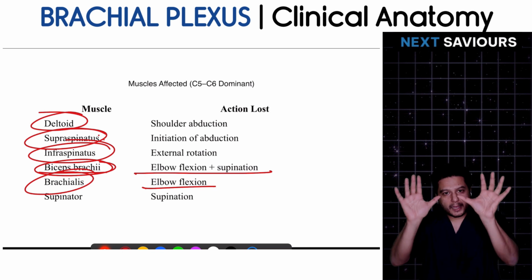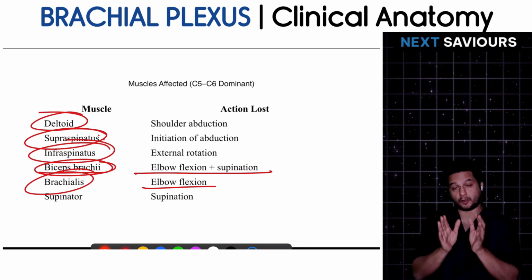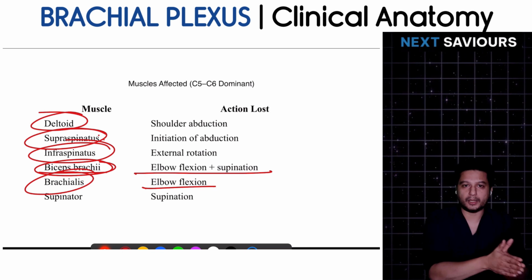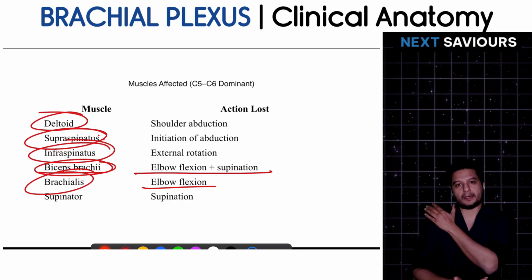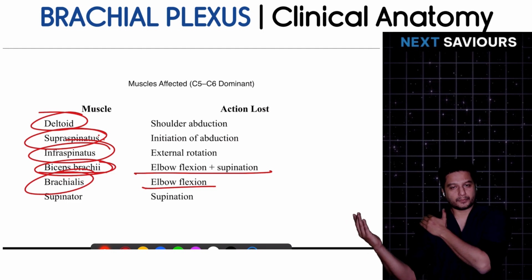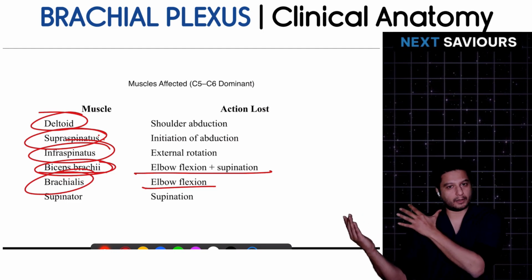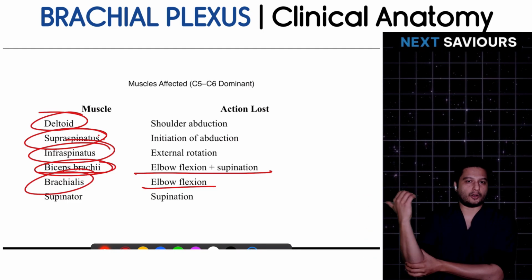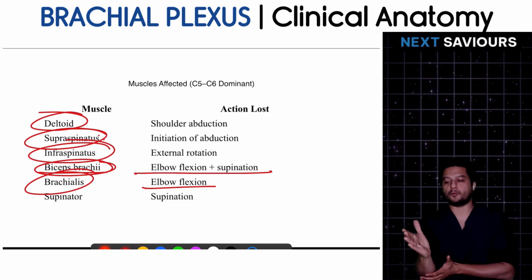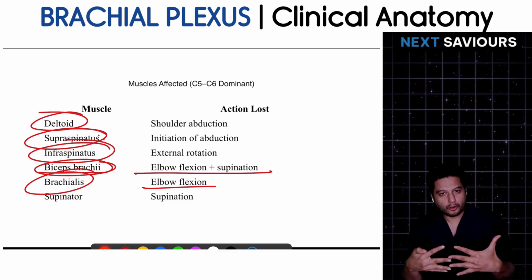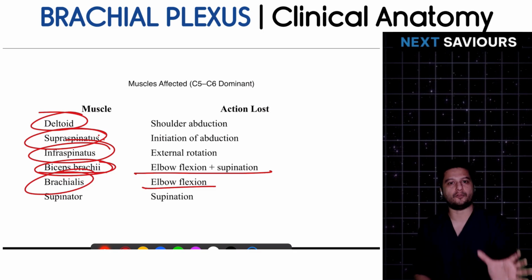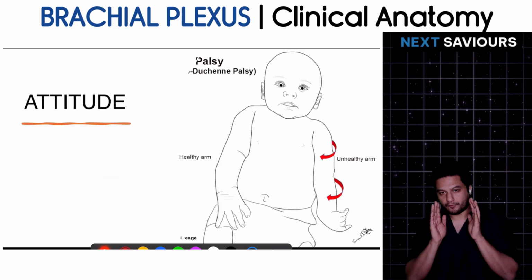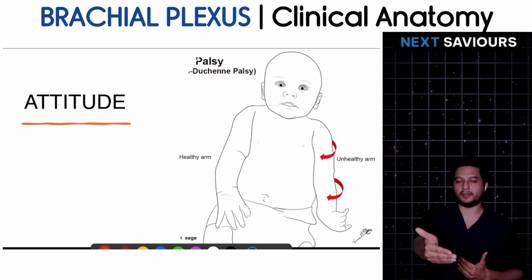Now, if you combine all these clinical features because of this loss of muscle action, what you are left with is that there will be loss of abduction, there will be loss of external rotation at the level of the shoulder, there will be loss of flexion of the elbow, and there will be loss of supination of the forearm. So these are the four losses the patient is suffering from because of these affected sets of muscles. Then finally, how would the patient be presented to you?